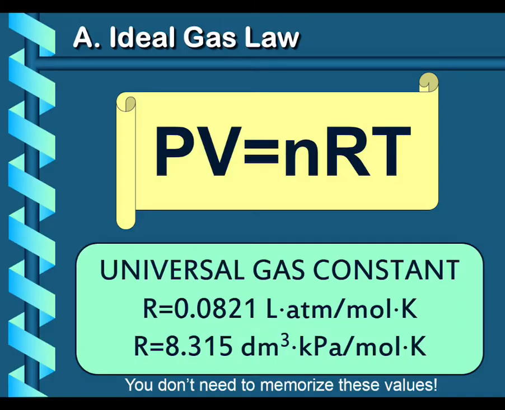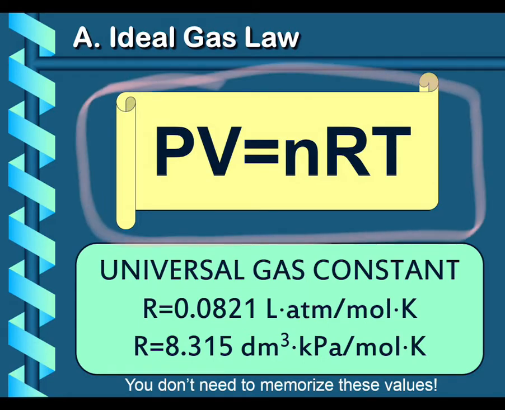We rewrite this to get everything in a numerator as PV equals nRT. So the N and the T have been taken out of the denominator and put over there with the R value. This equation is the major equation that I want you to know for the ideal gas law, PV equals nRT.